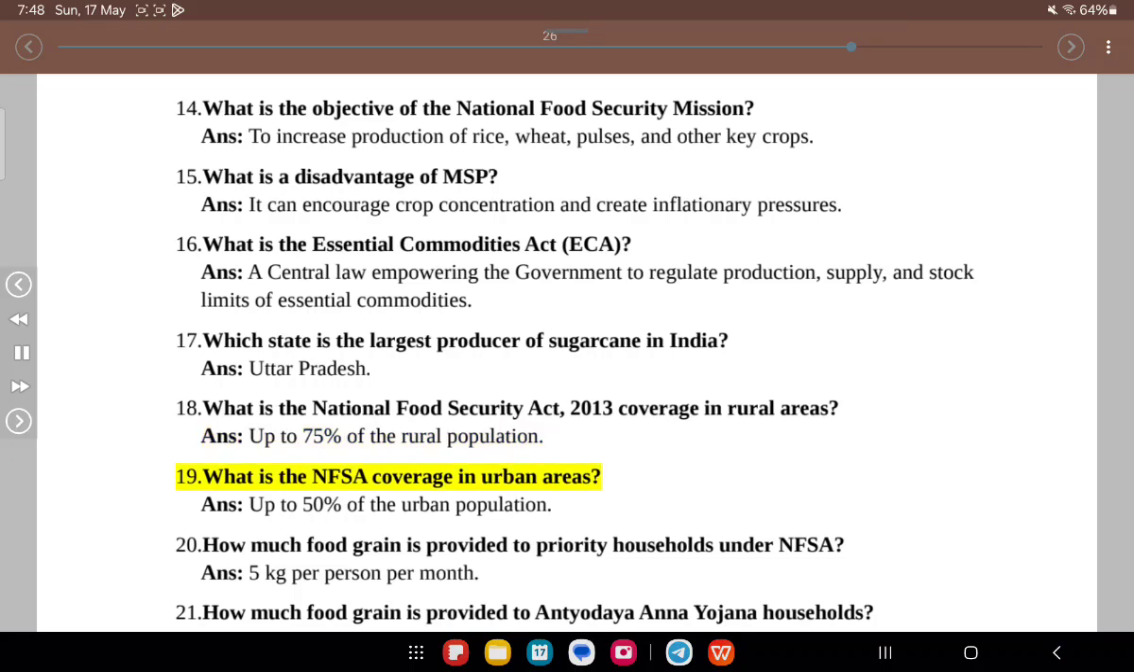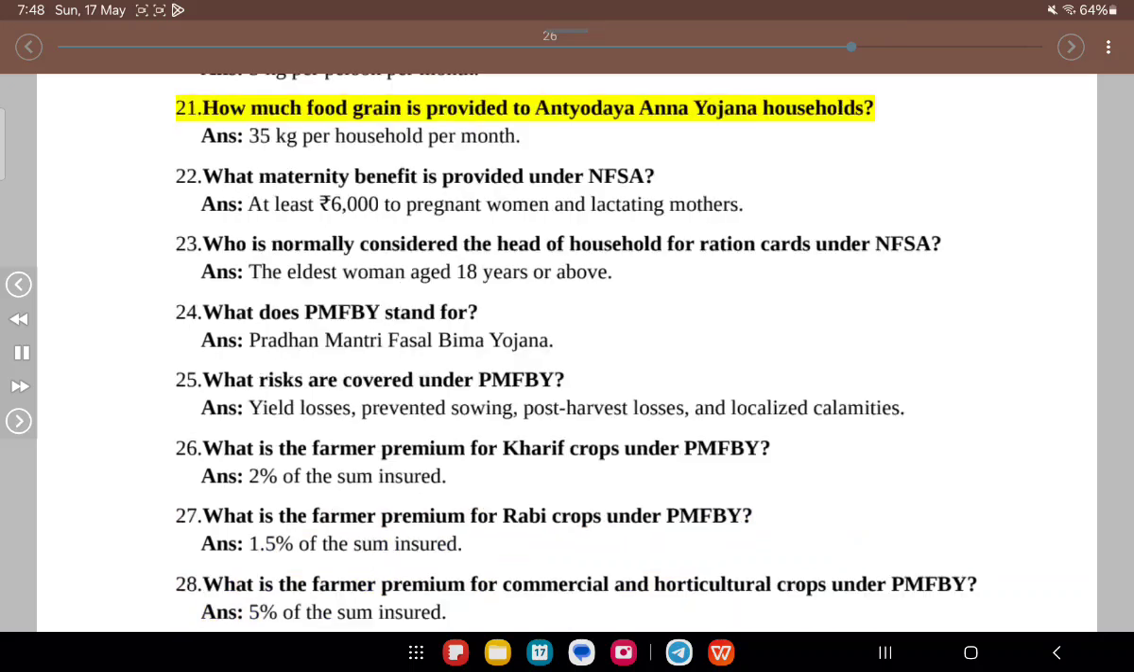19. What is the NFSA coverage in urban areas? Ans. Up to 50% of the urban population. 20. How much food grain is provided to priority households under NFSA? Ans. 5 kilograms per person per month. 21. How much food grain is provided to Antyodaya Anna Yojana households? Ans. 35 kilograms per household per month.